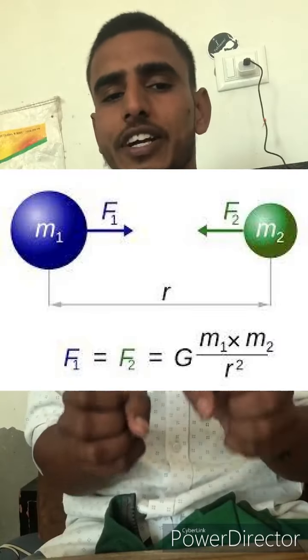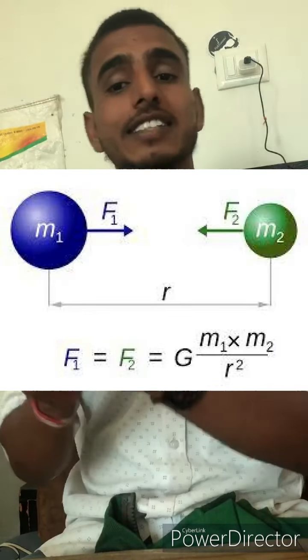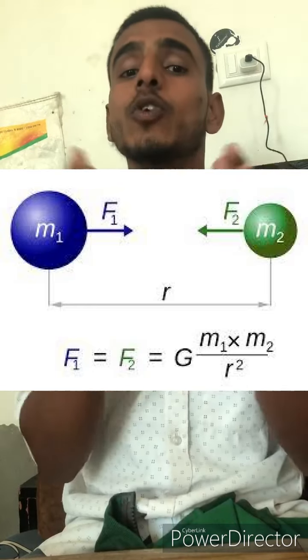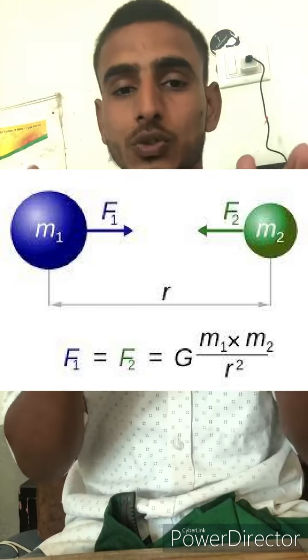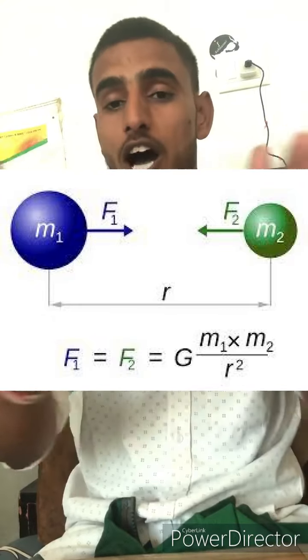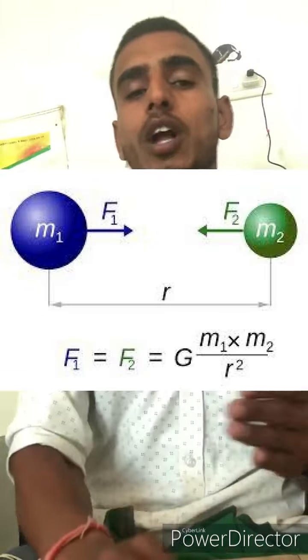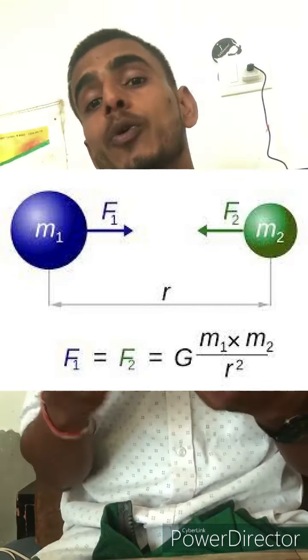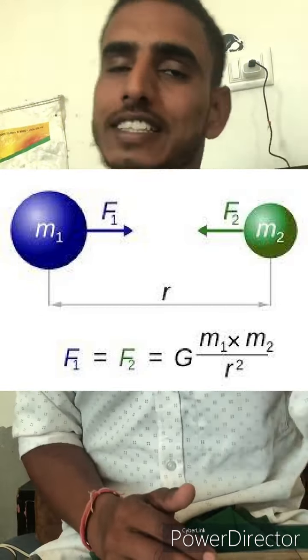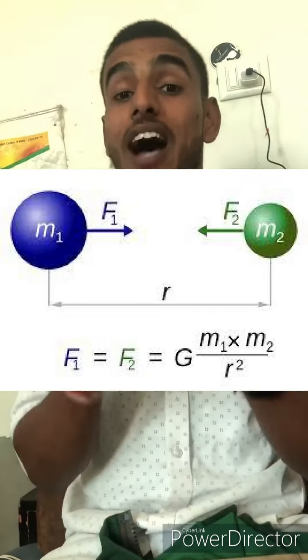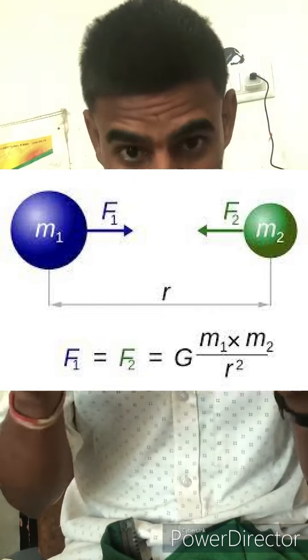Each body in the universe attracts every other body, and this force of attraction is called gravitational force. I have provided an image showing two bodies: the first with mass m1 and the second with mass m2, with a force of attraction between them, placed at a distance r apart from each other. Before the formula, we will explain the units: m1 is in kilograms, m2 is also in kilograms, and r, the distance between the two, is in meters.